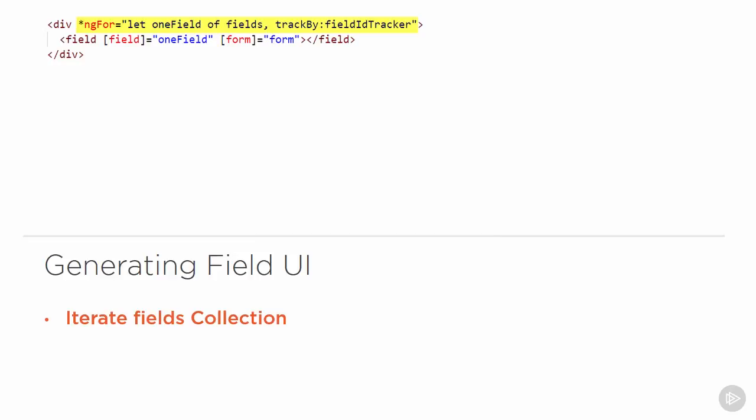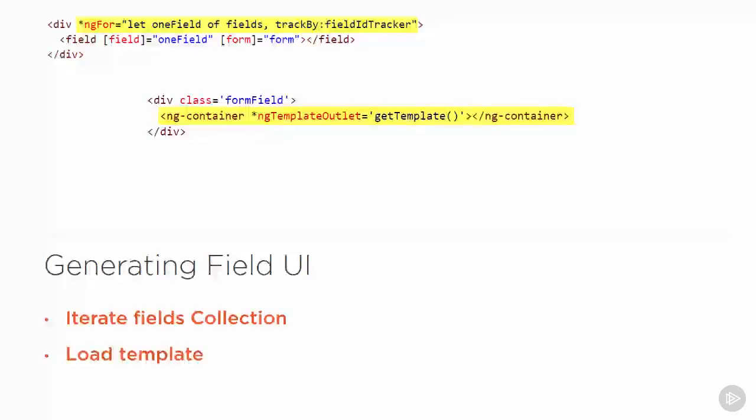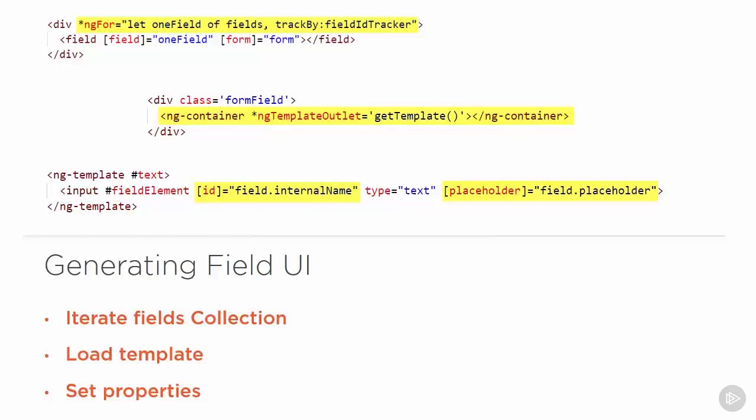We do that with an ngFor used to create instances of our field component. Inside that field component, load the appropriate template based on the type of field to be rendered. We use a dynamic ngTemplateOutlet instead of a big ngSwitch. And last, set properties on the field's HTML element by binding to properties from the field schema item.